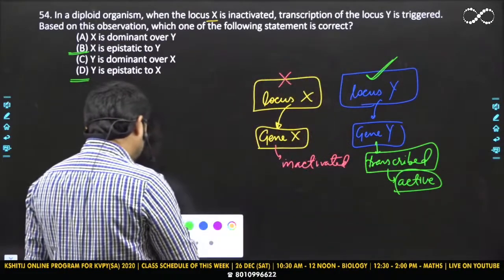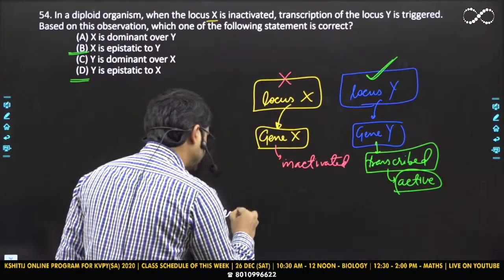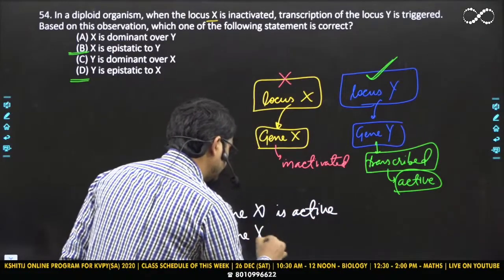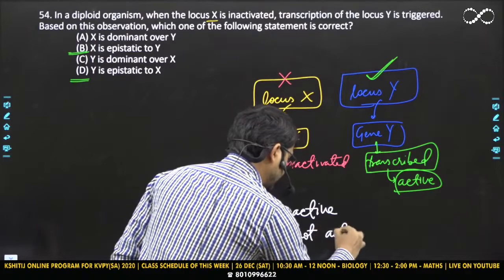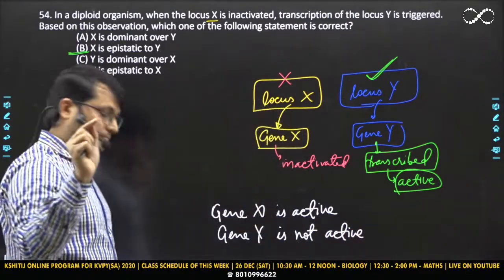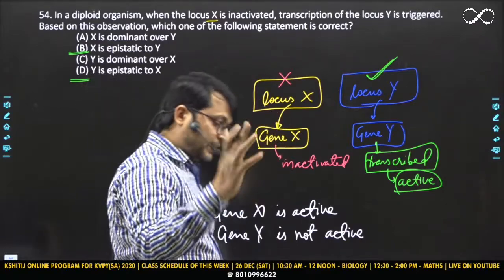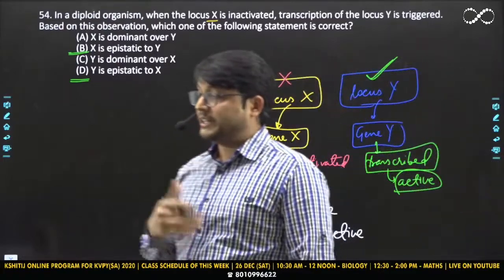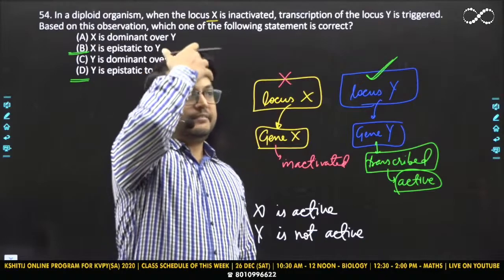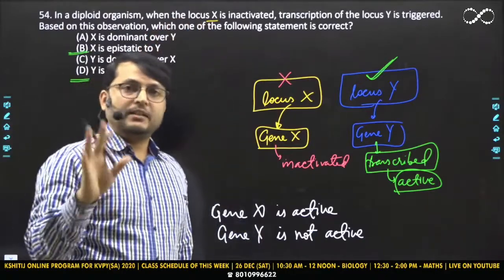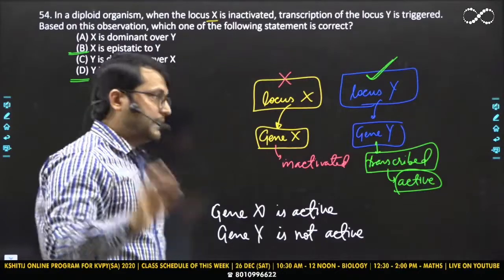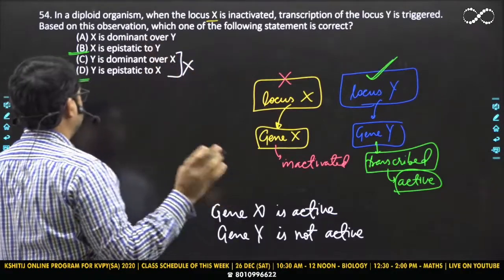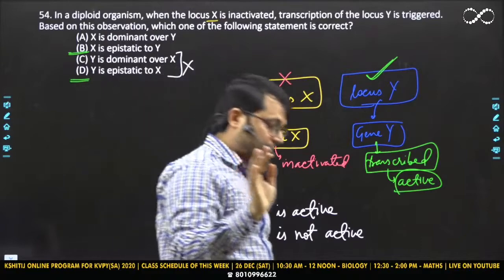What does this mean? It means that when gene X is active, gene Y is not active, because they have written "only", correct? So when gene X is active, gene Y is not active. Only when gene X is not active can gene Y be transcribed or remain active. This means that X is superseding Y, correct? X is superseding Y. Great. So these two options cannot be correct. Y is dominant over X or Y is epistatic to X, that option cannot be right.